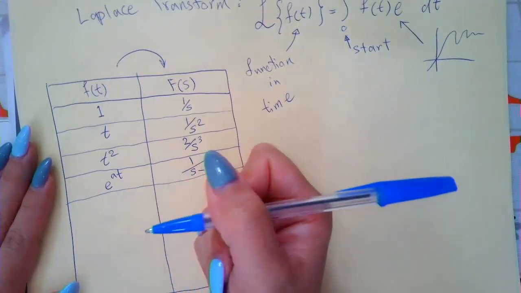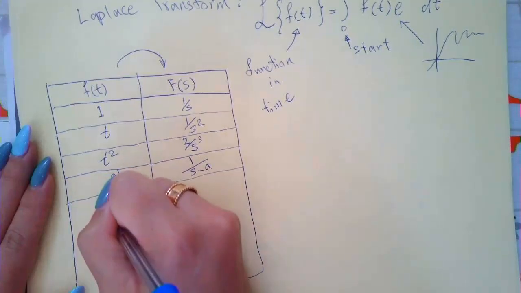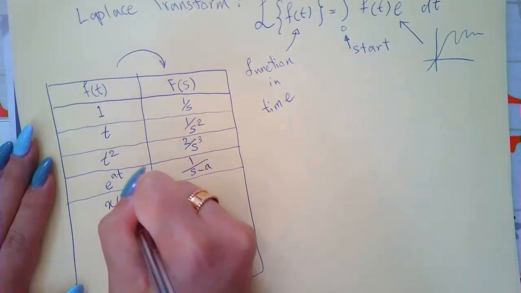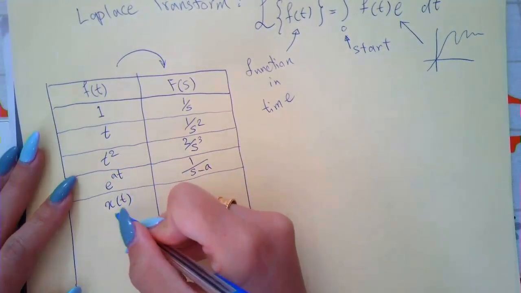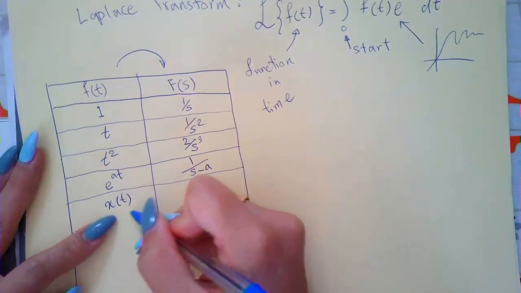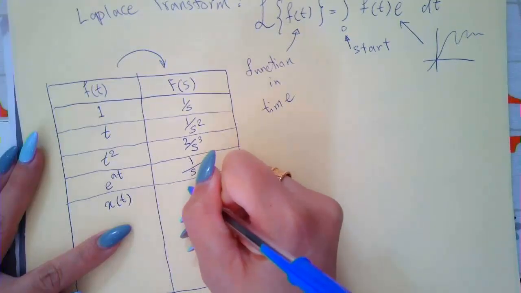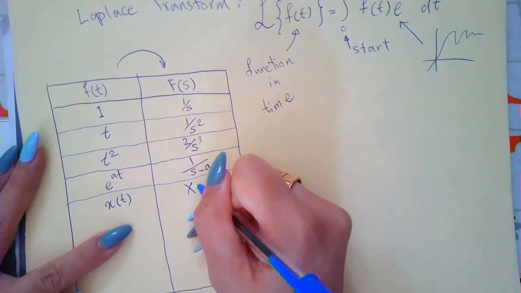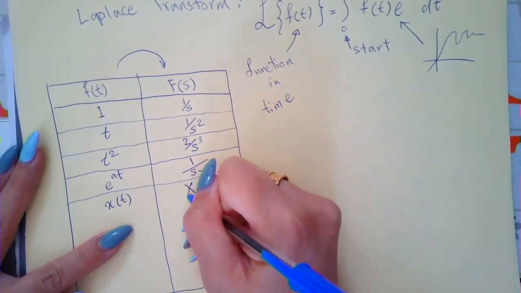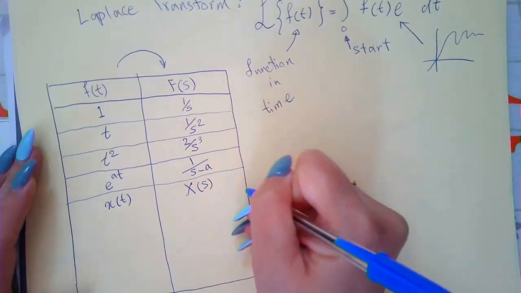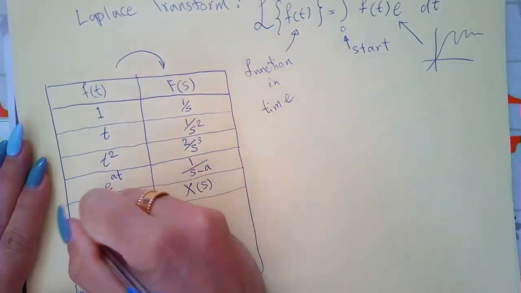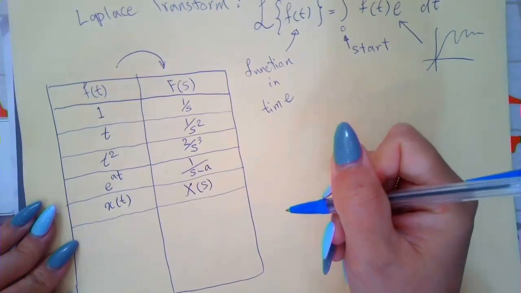So if I have a derivative, let's do x of t first. What is x of t? Looking at a mechanical system, that can be displacement. So if I have x of t, I have the s domain version of that as capital X of s.